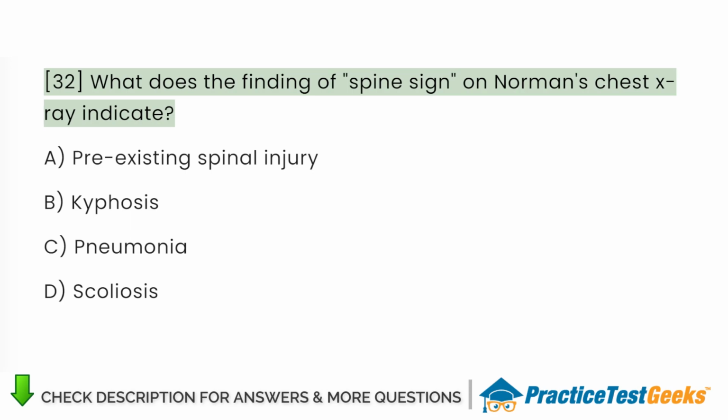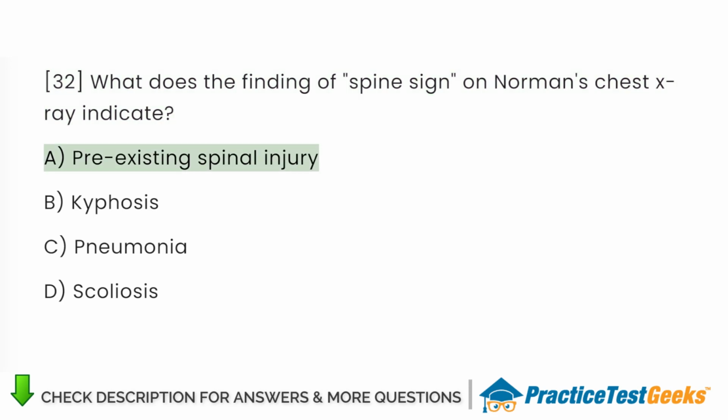What does the finding of spine sign on Norman's chest X-ray indicate? A. Pre-existing spinal injury. B. Kyphosis. C. Pneumonia. D. Scoliosis.